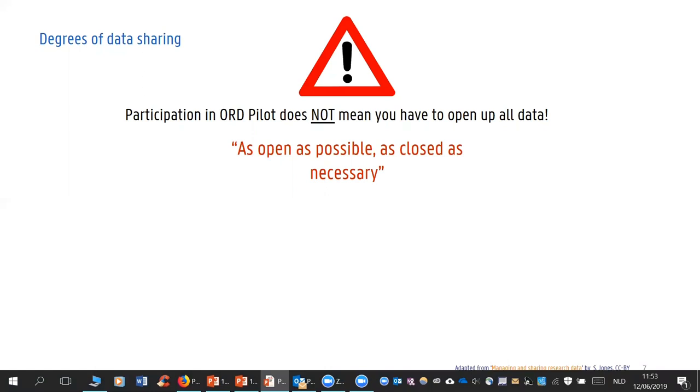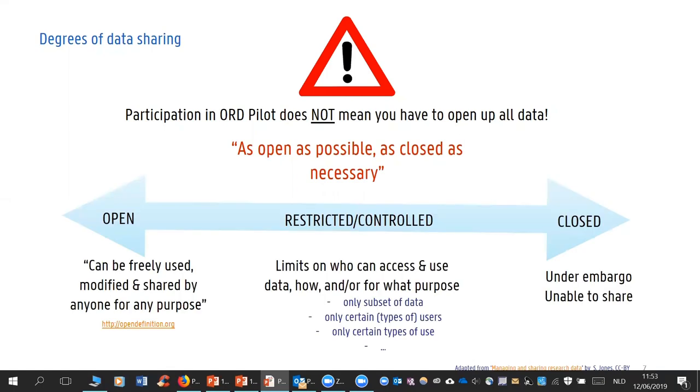Participation in the Open Research Data Pilot does not mean that you have to open up all your data. You can choose which data sets are suitable, and there's a variety in how you can open. You can open it, which means your data can be freely used, modified, and shared for any purpose by anyone. Or you can close it, put it on an embargo, or make it unable to share. But there's also a middle ground where you limit access to data. For example, only a subset of your data can be available, or only certain types of users can make use of your data. That's also an option. So no, it's not black and white. There's also a grayscale there.